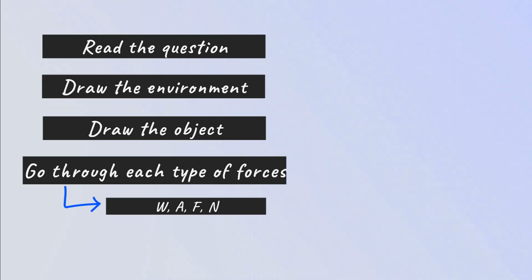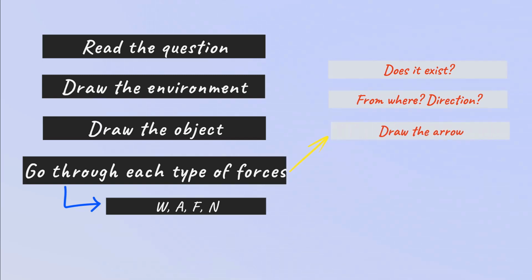For each force, ask ourselves, does this force exist? If so, where does it come from and in which direction does it act? Once we've considered these questions, start drawing the arrows for each force. Make sure to label each arrow immediately. After you've drawn all four types of forces, you should have a complete free body diagram. This will help you score well in your exam.